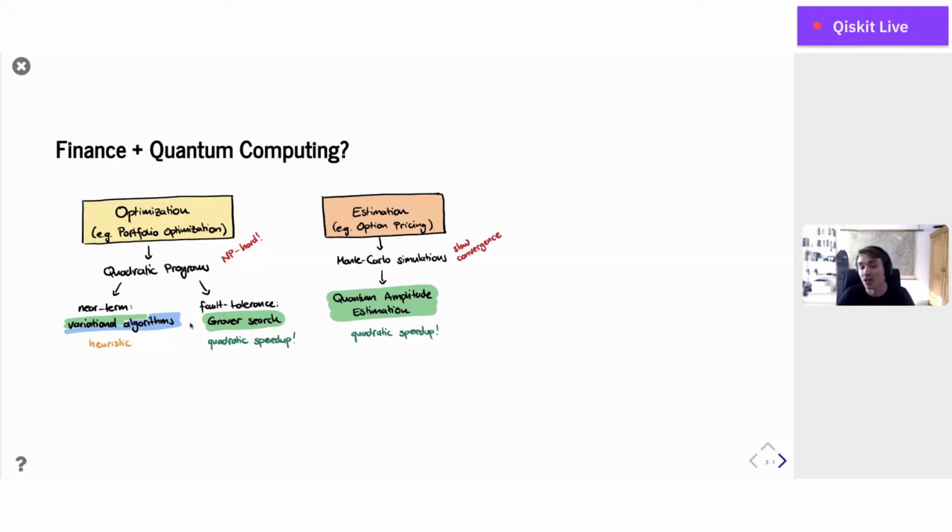The second application are estimation problems, as for instance, option pricing. These problems mostly rely on Monte Carlo simulations, and in particular, if the function that you want to estimate is a difficult function, then classical computers only have a very slow convergence with these Monte Carlo simulations. And there's a quantum algorithm called the quantum amplitude estimation algorithm, with which we can also show that we can expect a quadratic speedup. And today we'll talk about both these application problems and show you how you can solve them today with Qiskit.